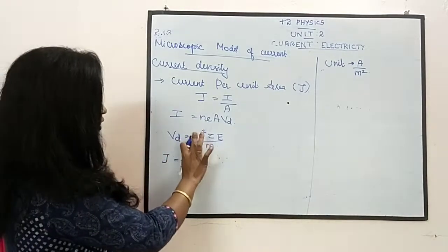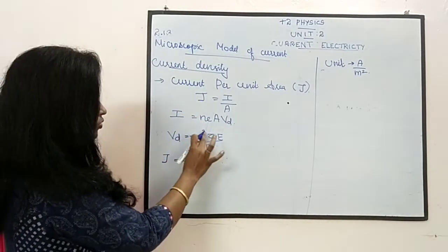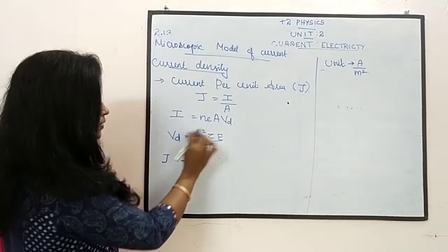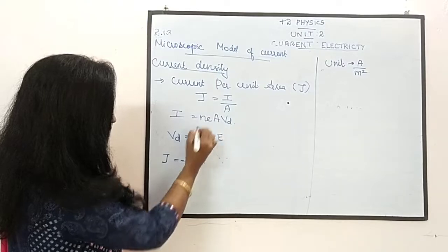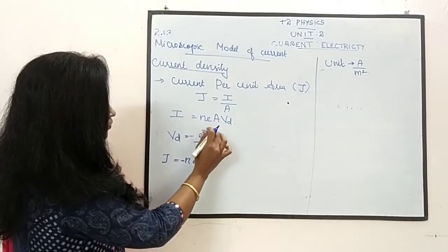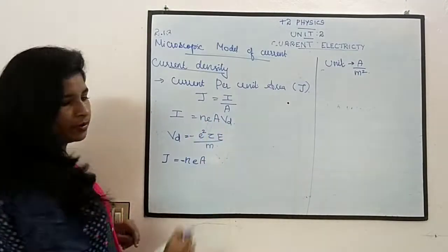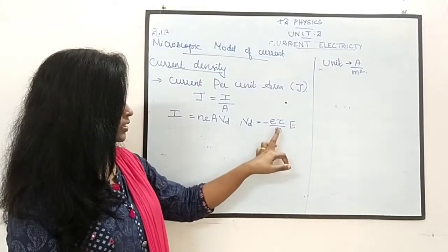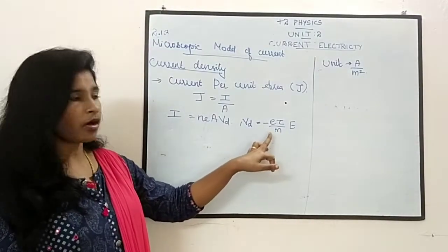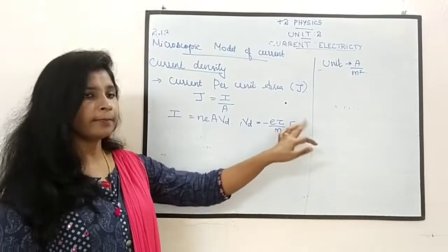Sorry, E square tau by M by E. E square tau E by M. Okay, so substitute this value, we will get minus N E. Okay, then it will become... sorry, I have made a mistake. Write VD. VD is what? Minus E tau by M into E.